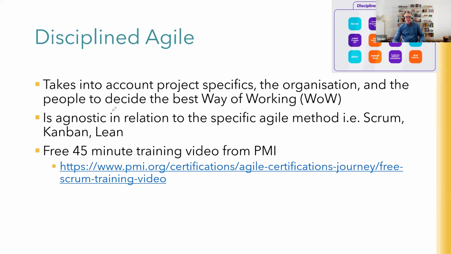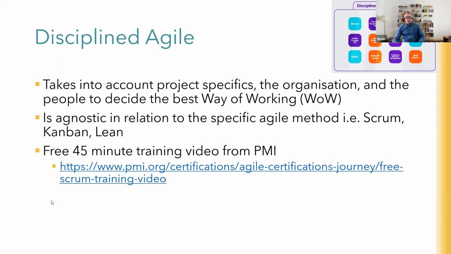So Disciplined Agile, as I said, takes into account your project specifics, your team, how competent they are, how experienced they are, and how complex the particular project you're working on is. It is agnostic as to which Agile method, and lets you choose between all of these tools and techniques to develop what they call your WOW, your way of working. And your team should do that too, by the way. This is not a role for the Scrum Master to impose. This is what the team goes, right, this is what's going to work for us in these instances.